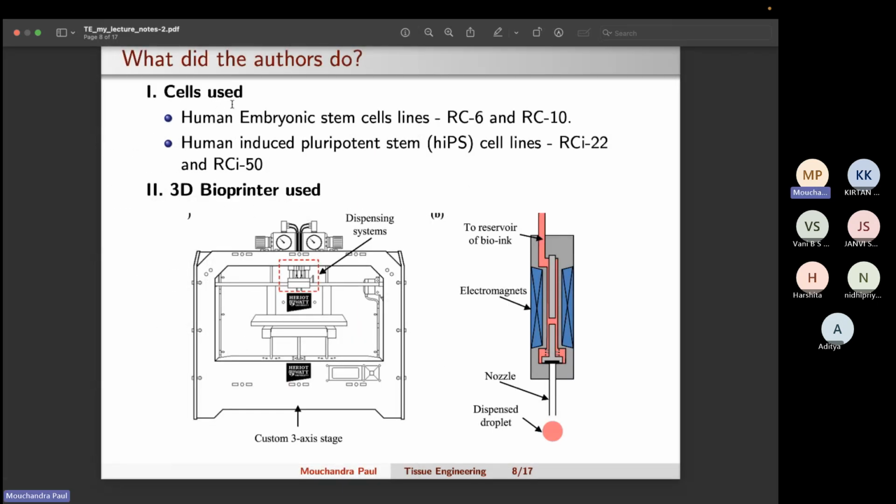So what did the authors do? First, let me go through the methods that they have followed. First, what cell lines did they use? They have used, as already said, two types of cells, human embryonic stem cells and human induced pluripotent stem cells. And these are the cell line names, all right. RC6 and RC10 are for the embryonic stem cells, and RCI22 and RCI50 are for the induced pluripotent stem cells.